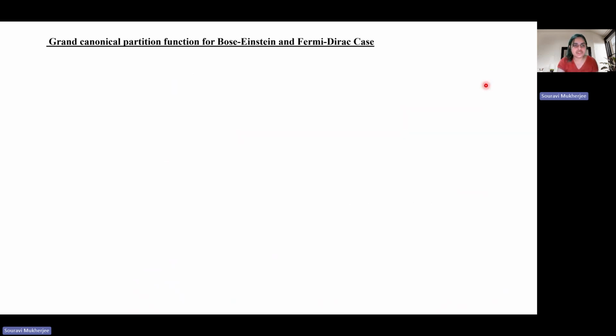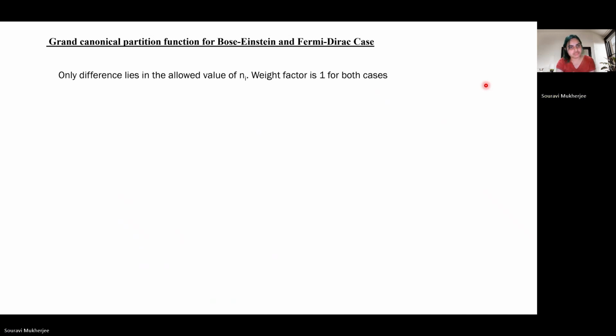Okay. So then we know that from our understanding of the grand canonical ensemble, the grand canonical partition function has a relation with the canonical partition function, with an additional term which comes in because of the fugacity. And here the only difference between Bose-Einstein and Fermi-Dirac comes in the value of n i. What is n i? It is the number of particles that can be present in a given single particle state. The weight factor is 1 for both cases.